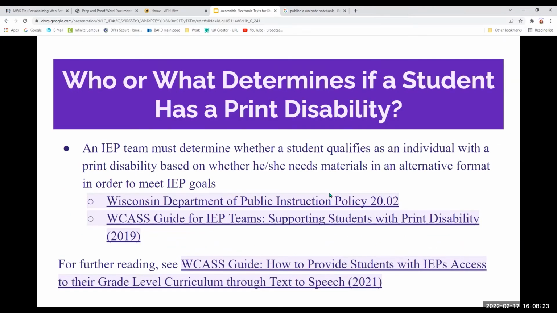So now that we know what a print disability is, how do you decide who qualifies or who has a print disability? Well, we have some materials here. An IEP team has to determine whether a student qualifies as an individual with a print disability based on whether he or she needs materials in an alternate format. And as always, here's some more policies from DPI and some guidance for IEP teams from WCAS. For further reading, there are also some other links here.